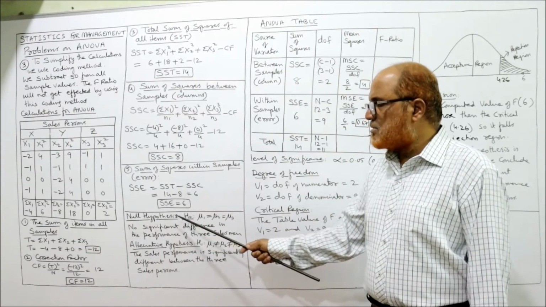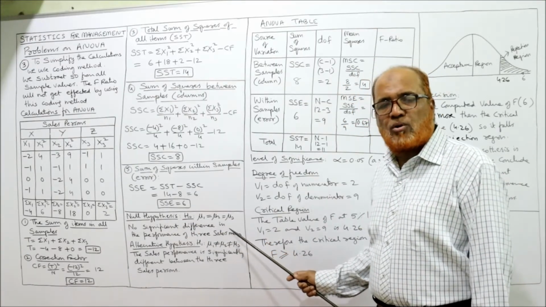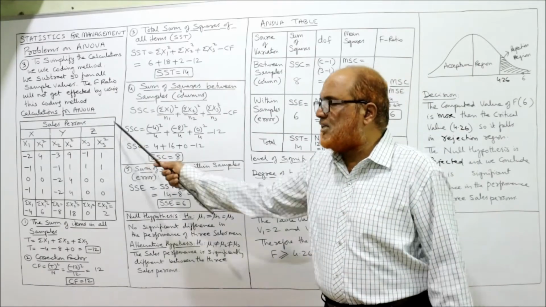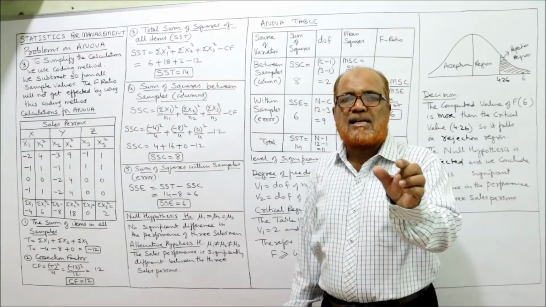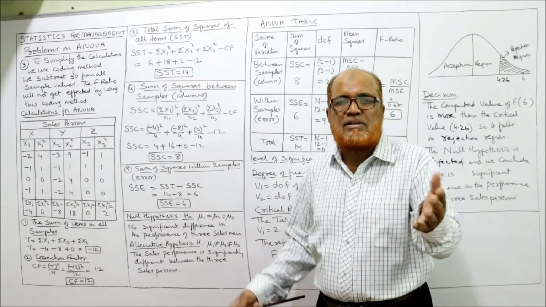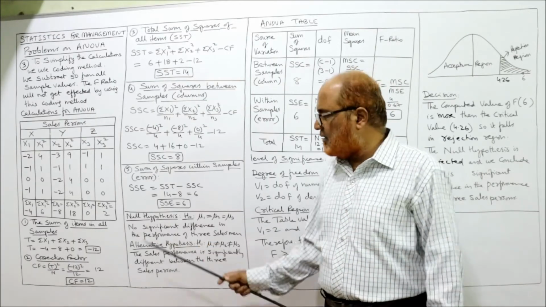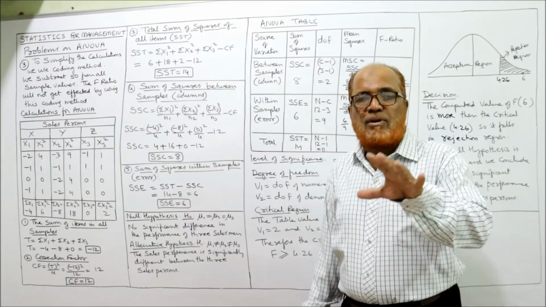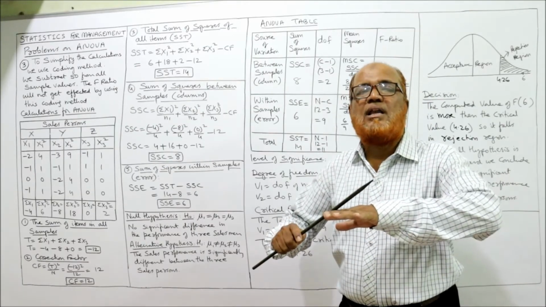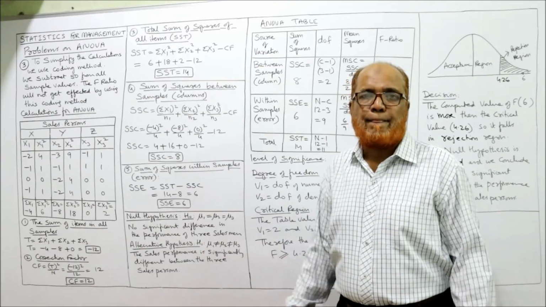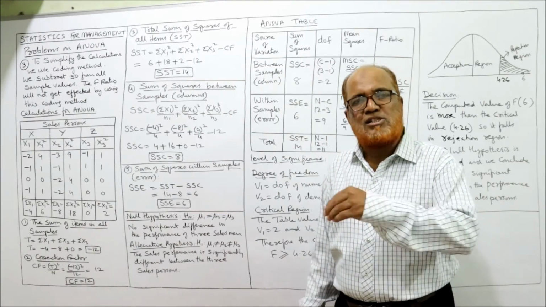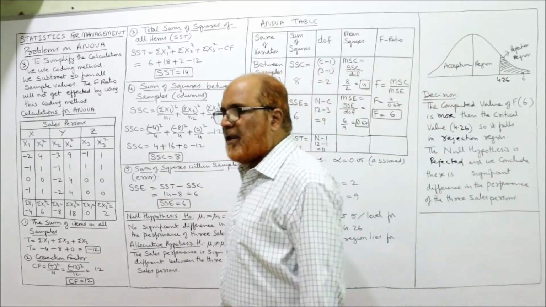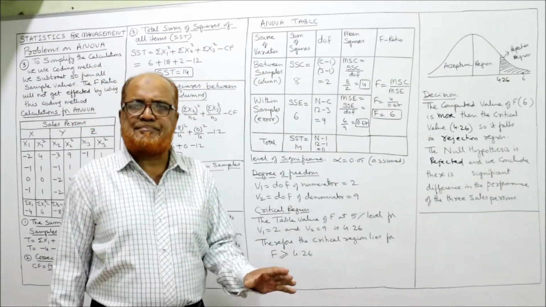Now the null hypothesis: mu1 is equal to mu2 is equal to mu3. There is no significant difference in the performance of the three salespersons. The average sales by all the salespersons are the same. No difference. That is the null. The alternative hypothesis: the performance of the three salespersons is significantly different. The averages of all three salespersons are different. That is the alternative hypothesis.